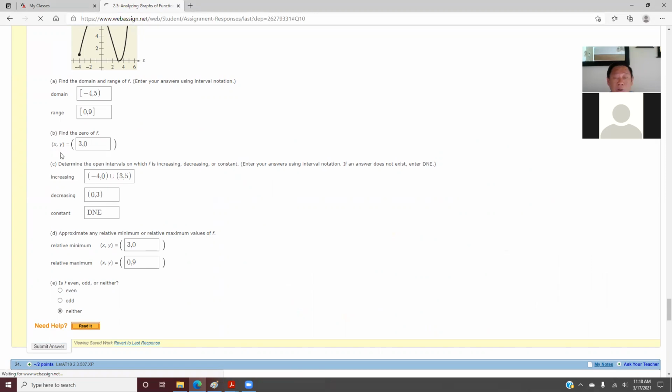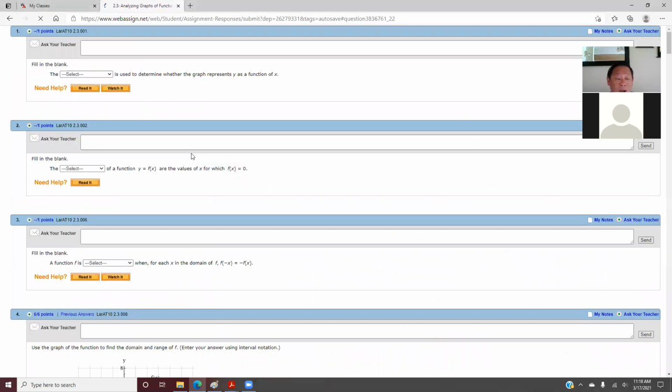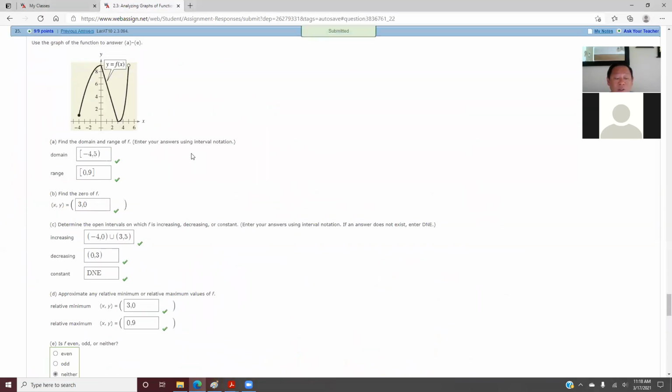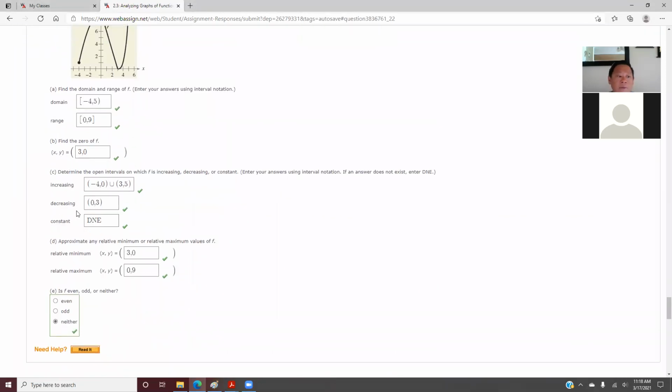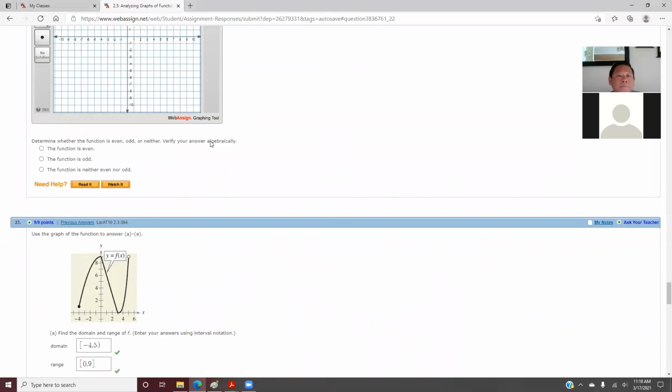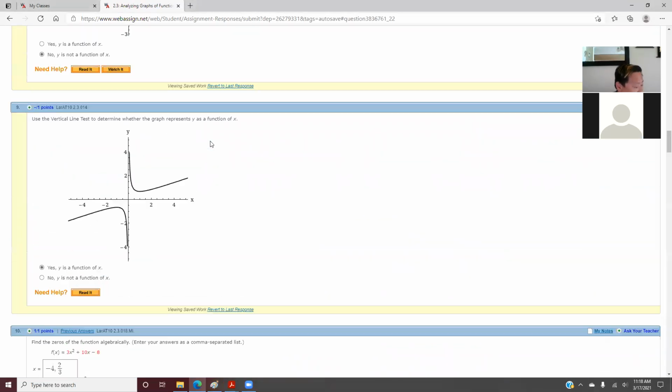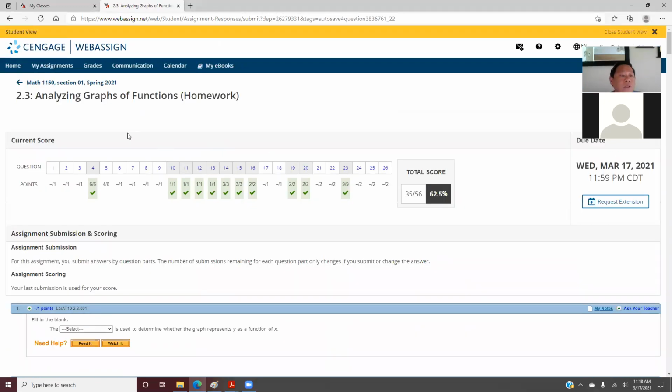So make sure you know how to do these kind of questions, because I will ask you these kind of questions in your test. Like all this: domain, range, zeros, increasing, decreasing, relative maximum, minimum, and even odd function. You all right? Next we have the next section.